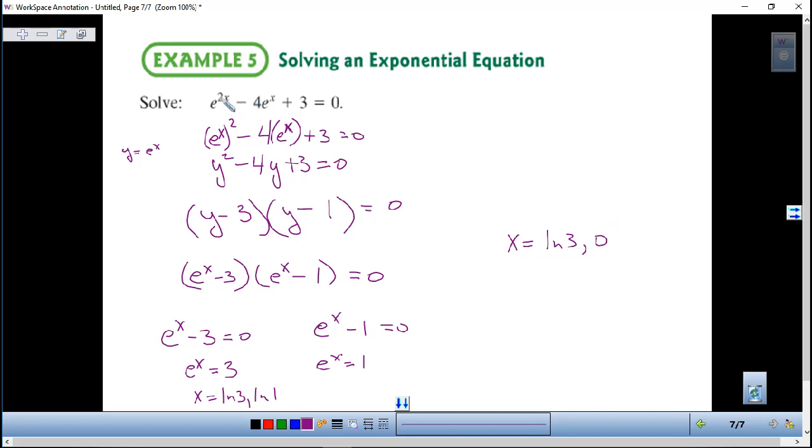And you can always go back up here and plug those in and find out. But that is the case.